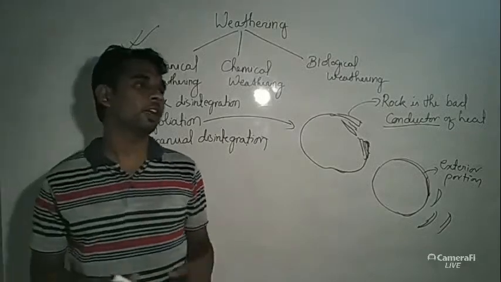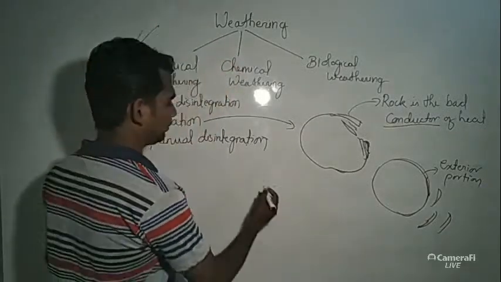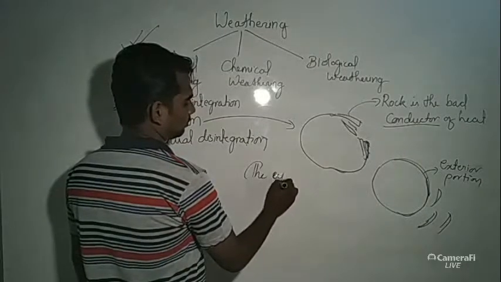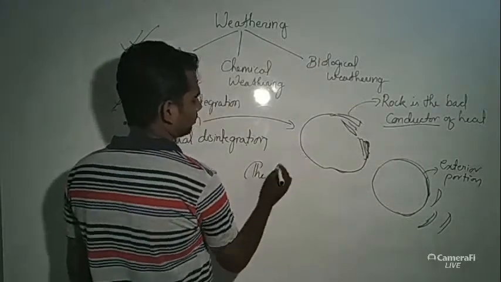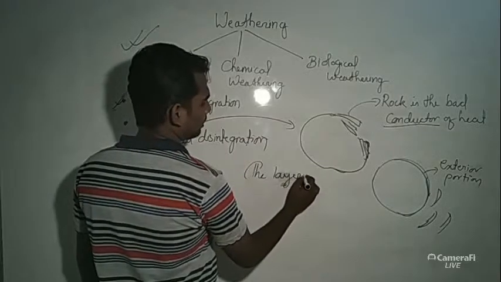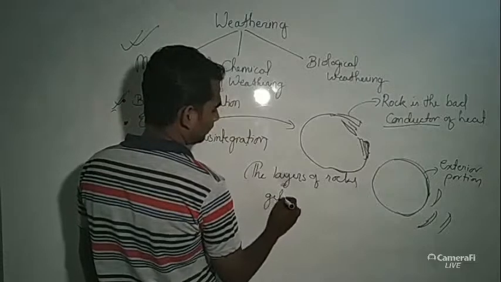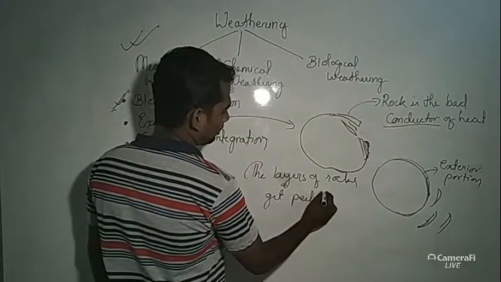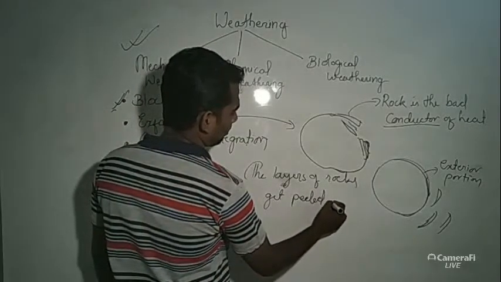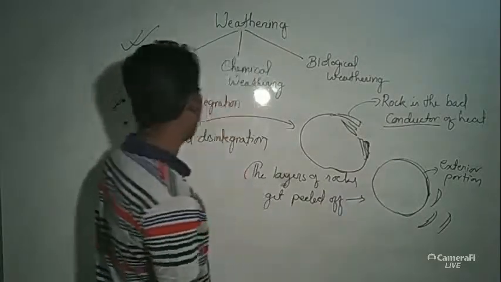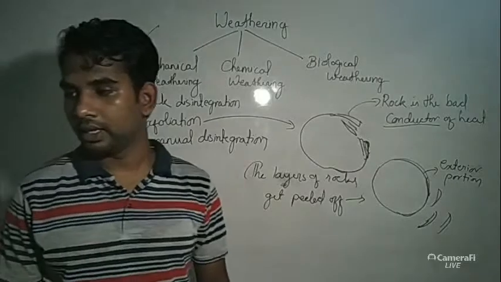So here the layers of the rocks that get peeled off build up here. Understood? Clear?